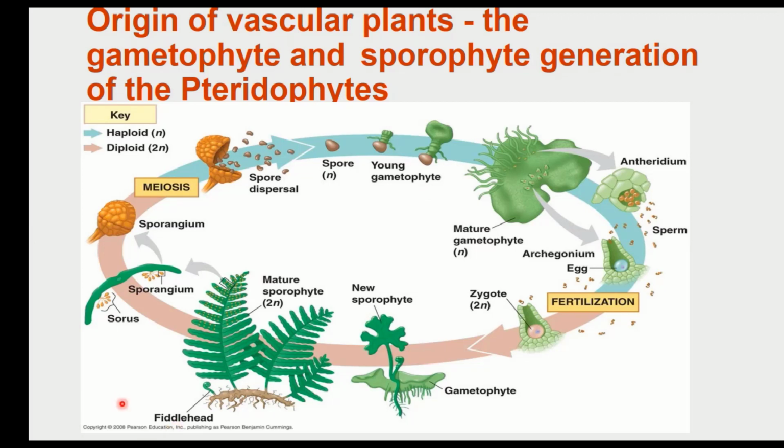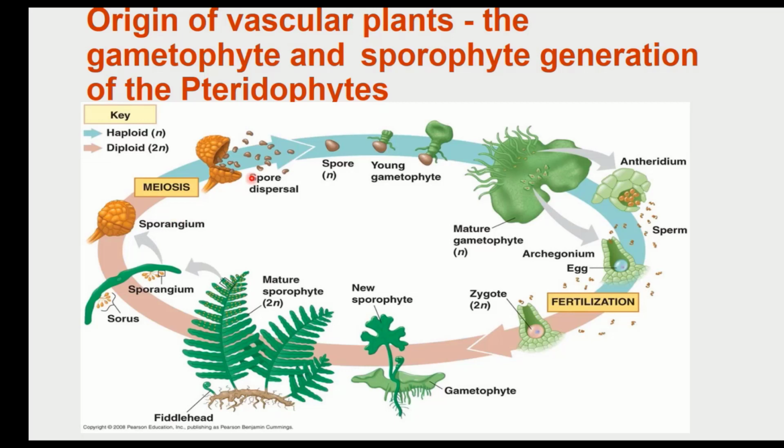This is just the source from which I got this diagram. It's not my diagram; I must make that disclaimer. Here you find the mature sporophyte and then the sporangia, where the sporangium is. You see the key on your top left, which shows the haploid and the diploid: 2N is the diploid and N is the haploid.